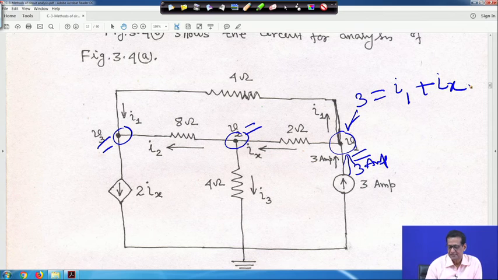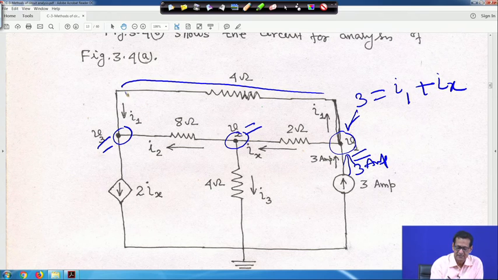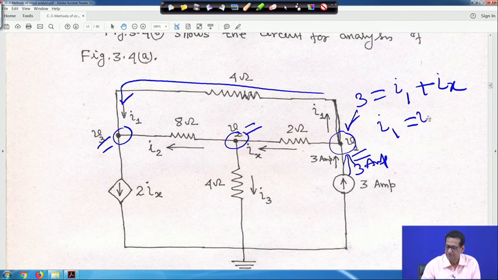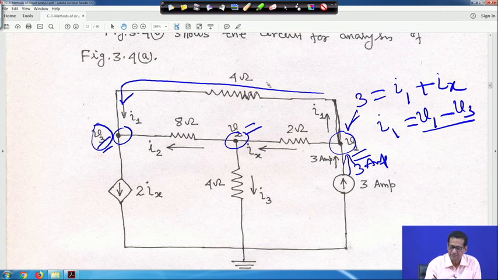Now the direction of I1 is like this; the current I1 flows like this. Therefore I1 is equal to V1 minus V3, since that node voltage is V3, divided by this resistance, which is 4. So this is your I1.